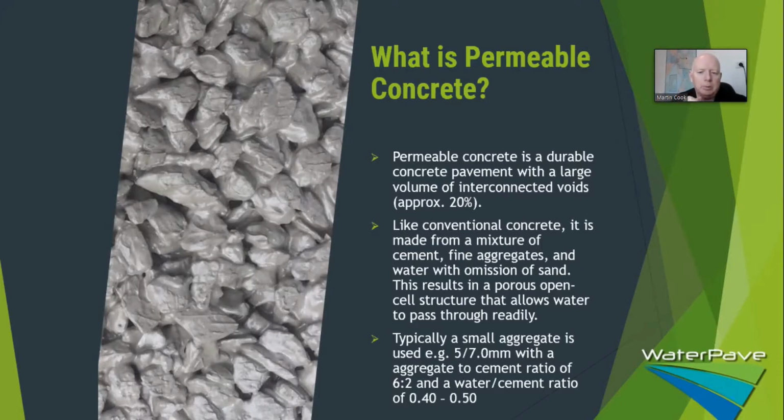Typically a small aggregate is used, and you can see there we use like a 5 to 7 mil, with an aggregate to cement ratio of 6:2 and a water cement ratio of 0.4 to 0.5. So that's quite different to no fines concrete, and that's why we get the strength in the permeable concrete.